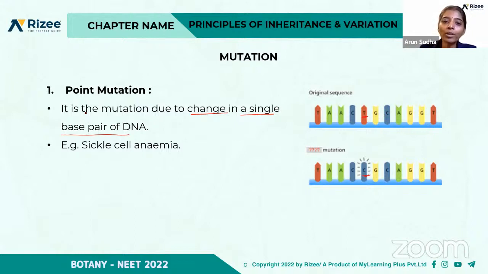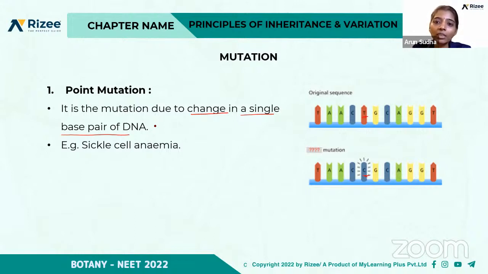So the point mutation is due to a change in a particular point alone. So it is due to a change in a single base pair of DNA. An example is sickle cell anemia. Because of a single base pair change, there occurs a change in the particular amino acid, right? In the case of sickle cell anemia, glutamic acid is changed to valine. So there occurs a change in the amino acid.